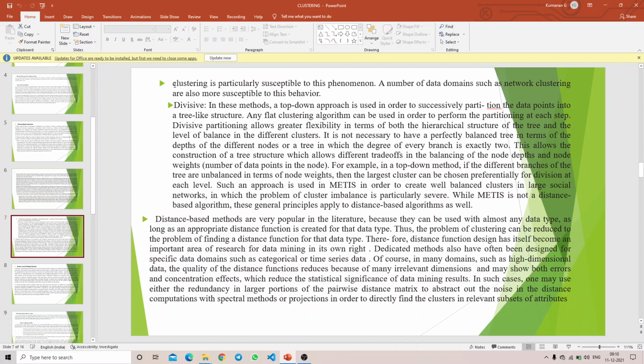Of course, in many domains such as high dimensional data, the quality of the distance function reduces because of many irrelevant dimensions and many so-called errors and concentration effects, which reduce the statistical significance of data mining results. In such cases, one may use either the redundancy in a larger portion of the pairwise distance matrix to subtract out the noise in the distance computation with spectral methods, or projection in order to directly find the clusters in relevant subsets of attributes.